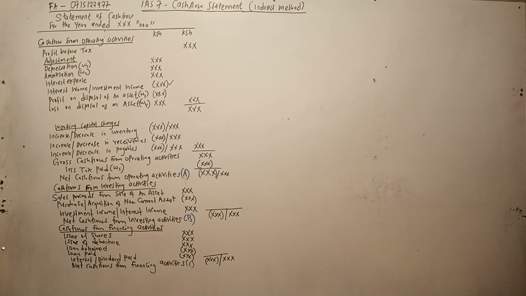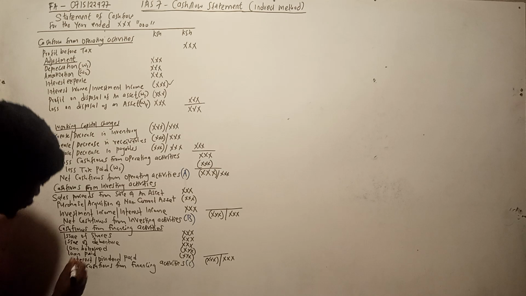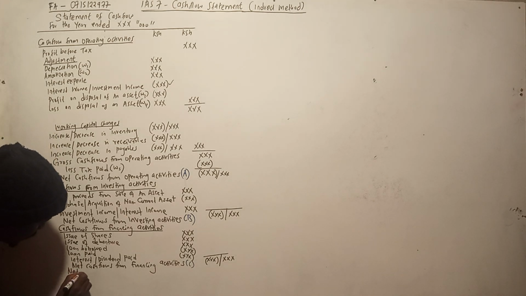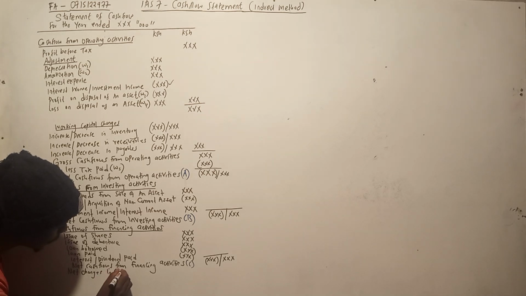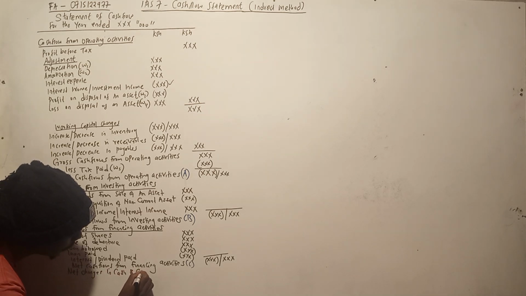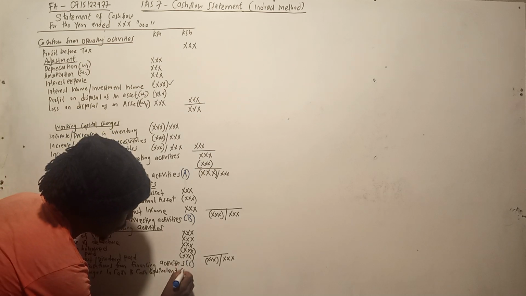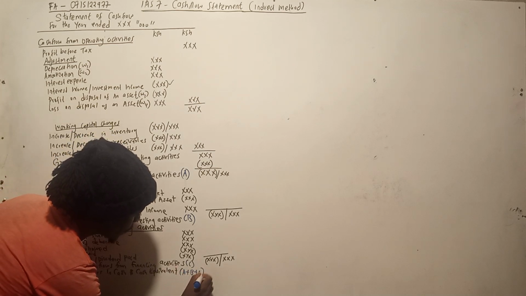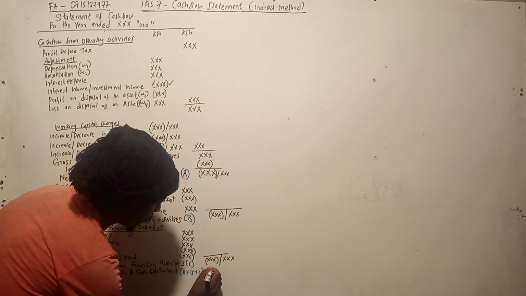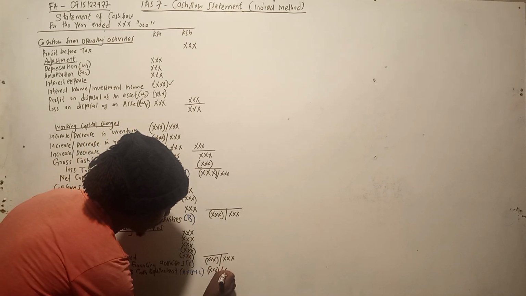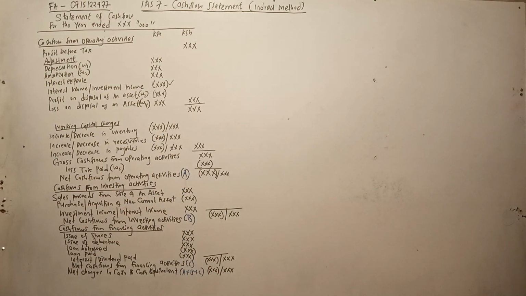Now tukishafika hapo, we can find the net changes in cash and cash equivalent. So hiyo ni A plus B plus C. Unapata figure hapo. It can be a negative figure or it can be a positive figure.